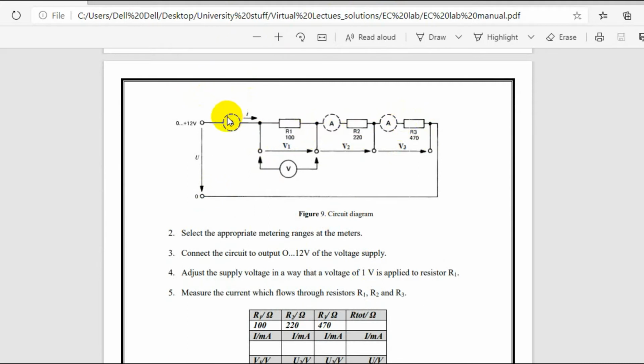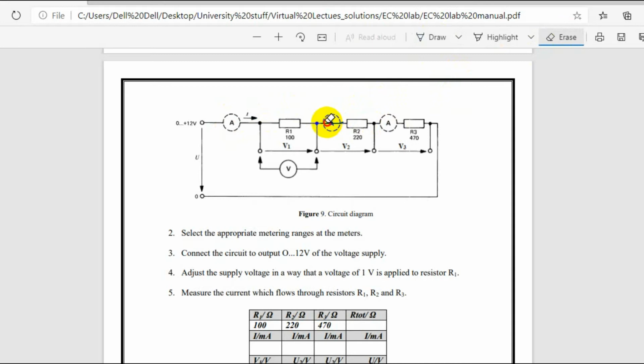You can see a difference here. The voltmeter is connected like this in the full circle, and here it is a dotted circle. That means first I will connect this ammeter, and this will be short, like this. First I will connect this and I will short this too.